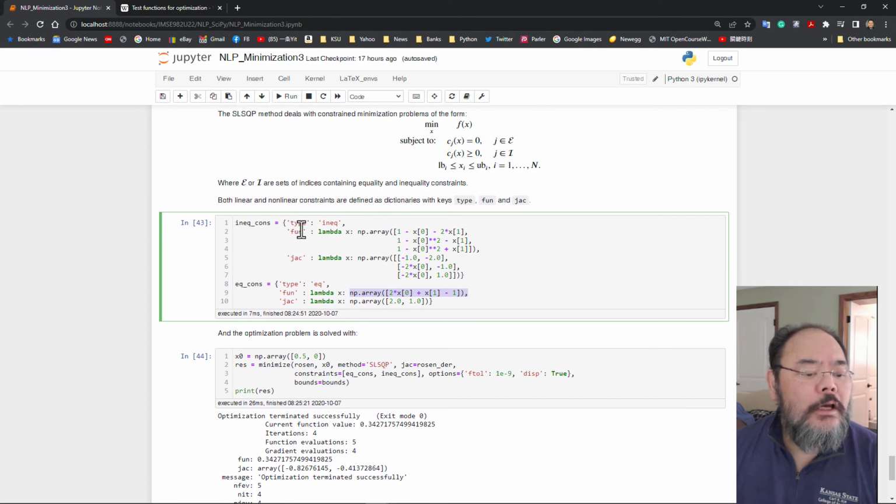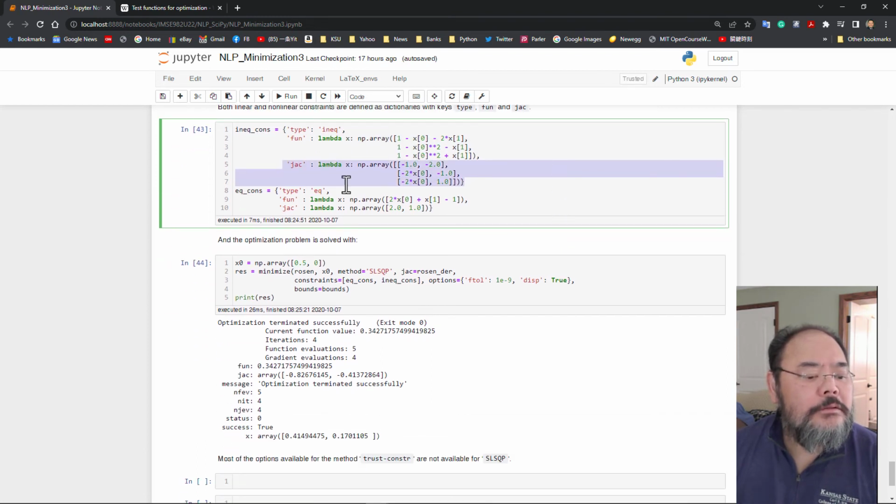So you can see that we have a type, which is an inequality constraint, and then we have the function definition and the Jacobian information. Same thing for the other: this type is an equality constraint, with its function and the Jacobian. With that, I can start solving the problem.